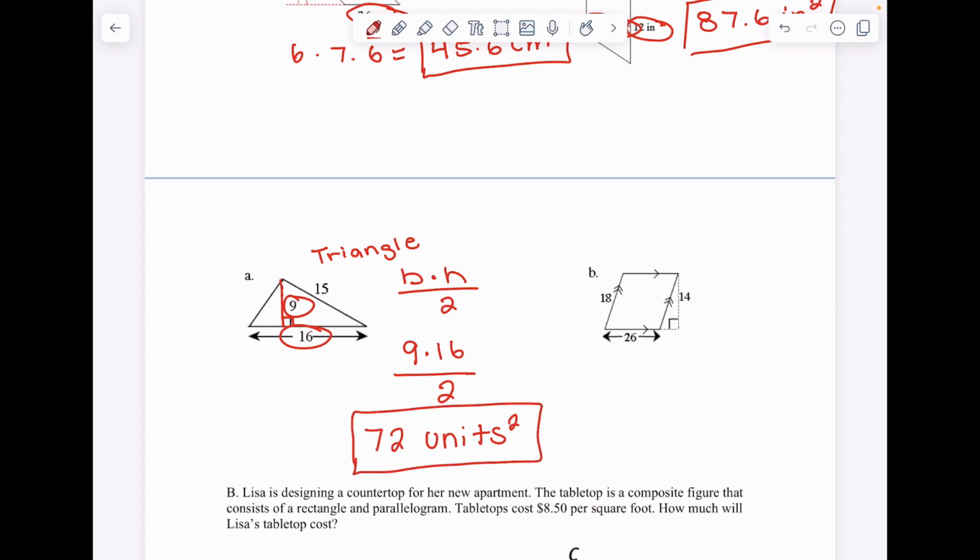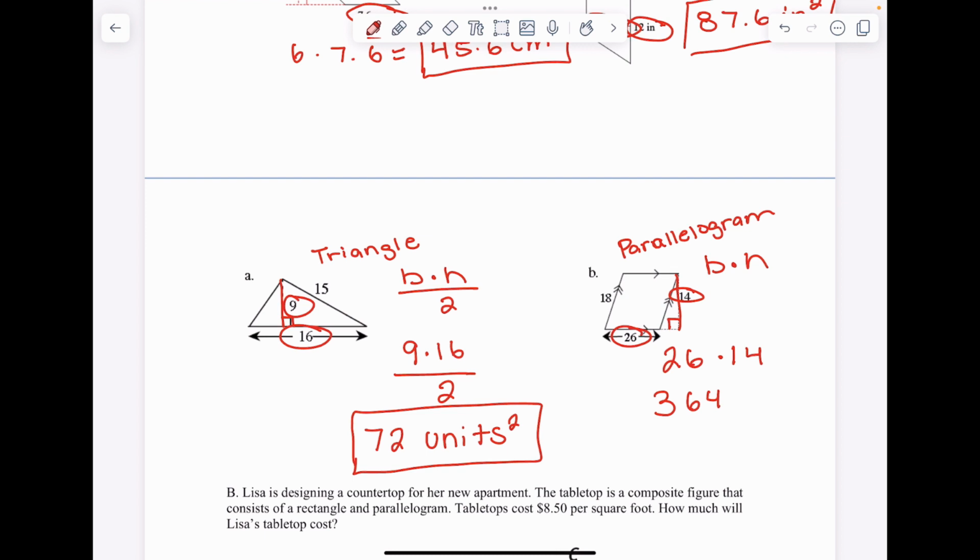In B, I have a parallelogram. I can tell because I have two pairs of parallel sides. And the area formula for a parallelogram is base times height. My base is 26. And notice how 14 is the line that goes from the top to the base and is perpendicular to the base. So 26 times 14 gives me an area of 364 units squared.